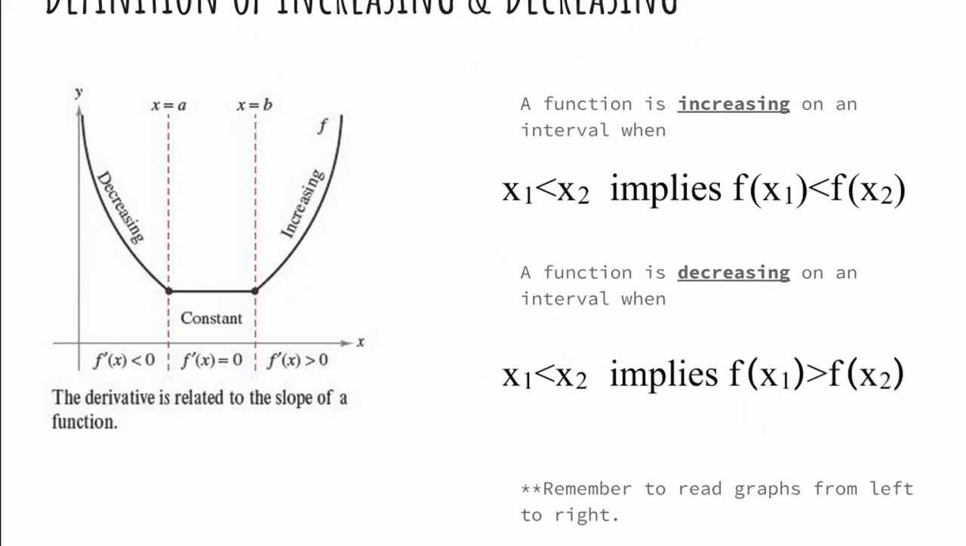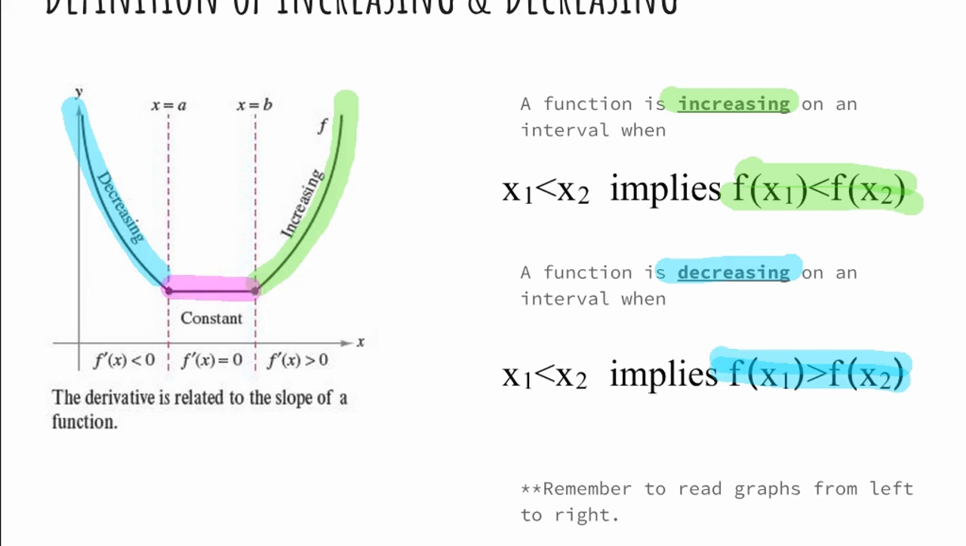A function is increasing anytime as the x values get larger, so do the y values. So the y value to the left is smaller than the y value to the right, therefore the function's increasing. That is drawn on the right side of our graph here. A function is decreasing if the y values get smaller from left to right. That's drawn by example over here. And if the y values are exactly the same, we say that's constant. Remember to read your graph from left to right.